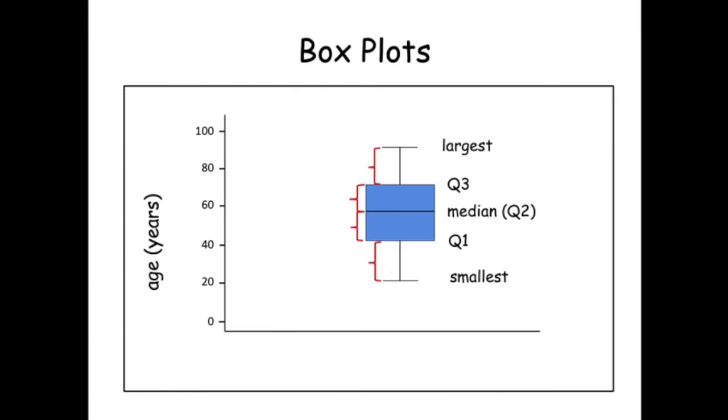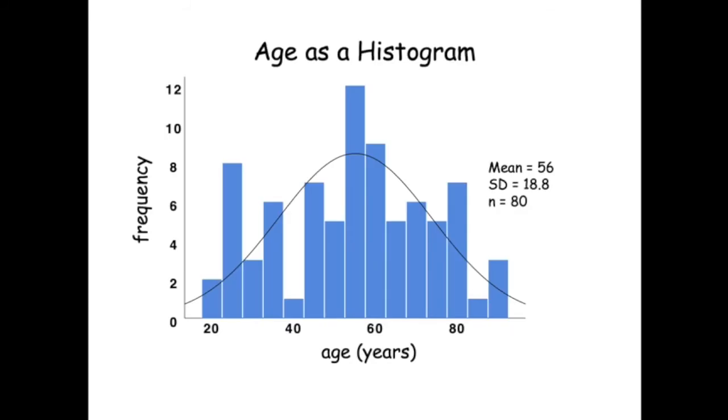Each of the four segments contains the same number of observations, so we can get a sense of the shape of the distribution by comparing them. These all seem very similar in size, so we would say that the distribution is fairly symmetric. This is what the data look like as a histogram. It's not exactly normal, but appears to be fairly symmetric.